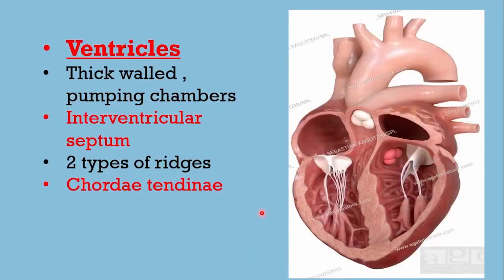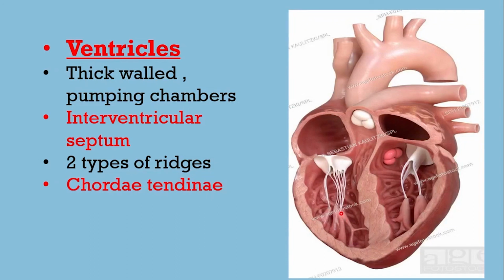Up to now, we have discussed the structure of ventricles. Ventricles are the lower thick-walled chambers. They pump blood to different regions of the body, so they are the pumping chambers. We find the interventricular septum in between the right and left ventricles. And on the inner surface of the ventricles, two types of ridges are present. The smaller ridges are columnae carneae or trabeculae carneae, and the larger ridges are papillary muscles.